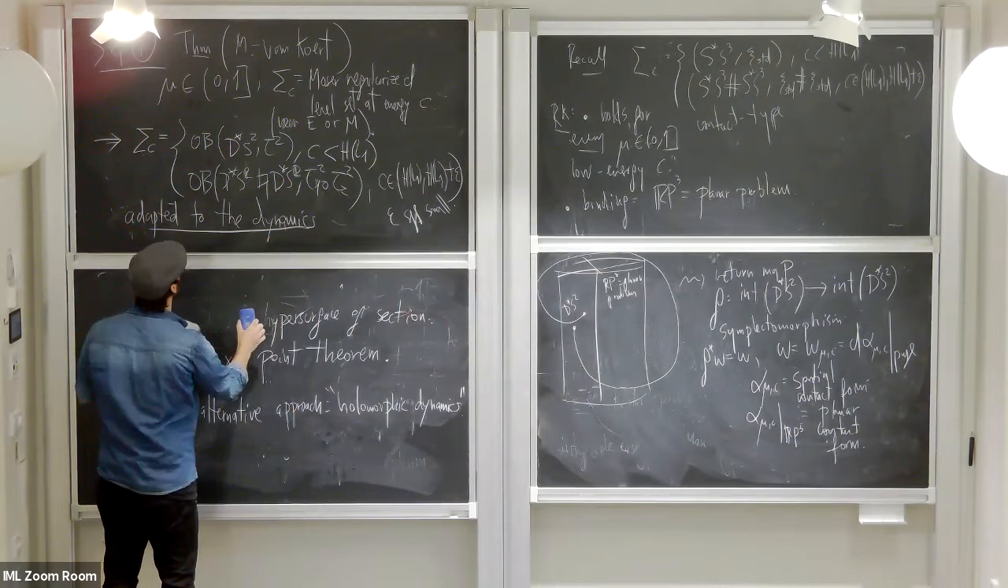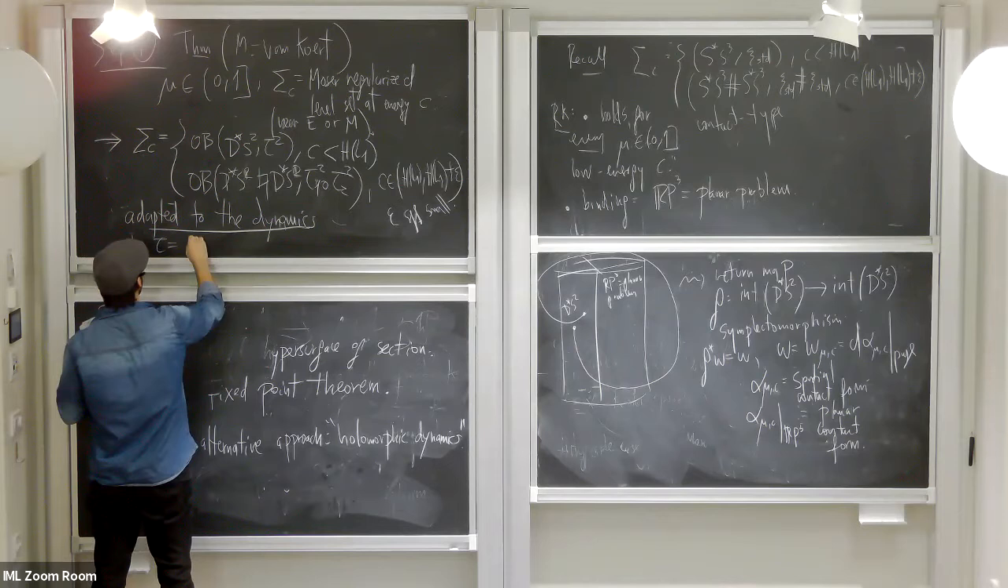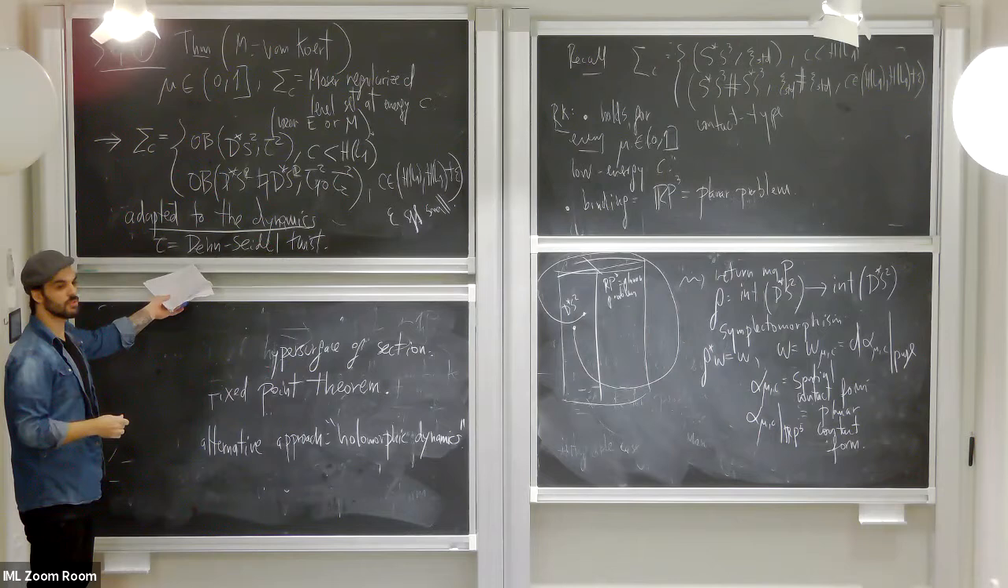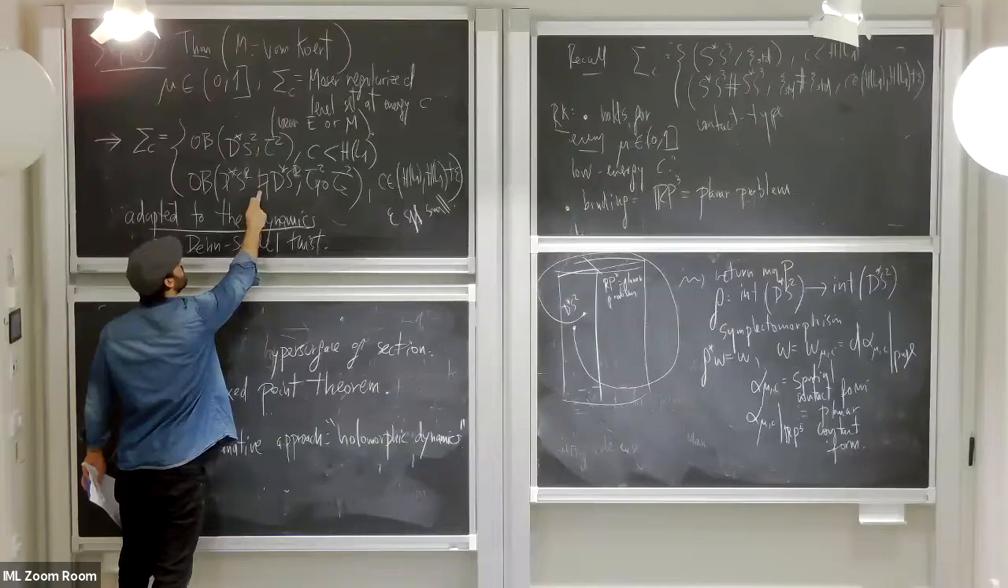So here, I didn't say, but tau is the Dehn-Seidel twist. This twist was defined in dimension 4 by Arnold, and in dimension 2 it's just a classical Dehn twist, and then Seidel generalized it to any other dimension. So it's a symplectomorphism of D star S2. And here, T1 and T2 are the corresponding Dehn-Seidel twists on each of these copies. So here's the boundary connected sum.